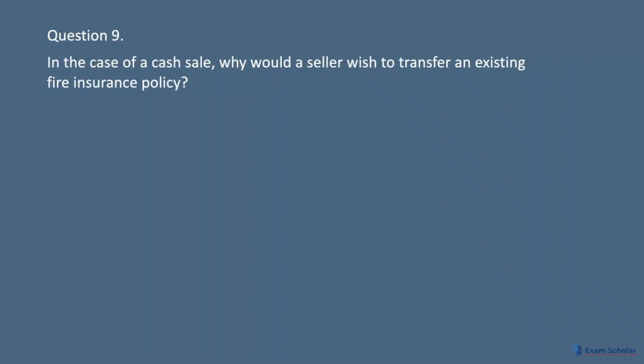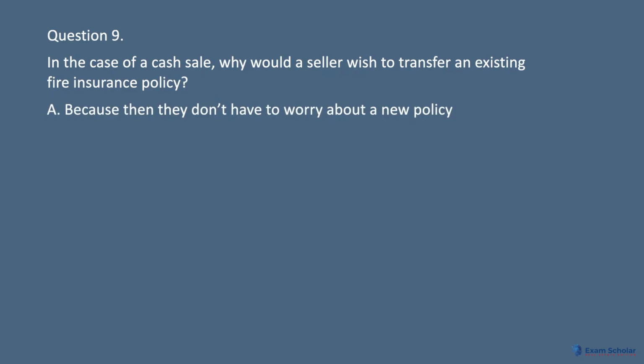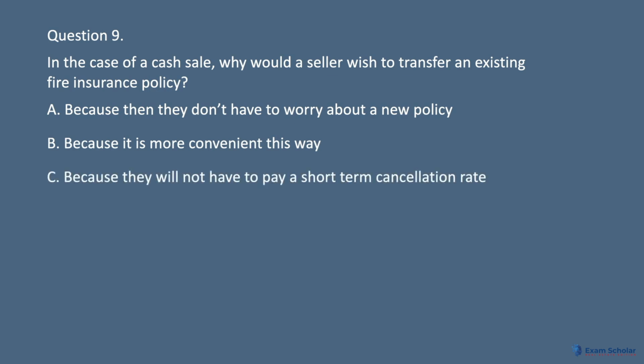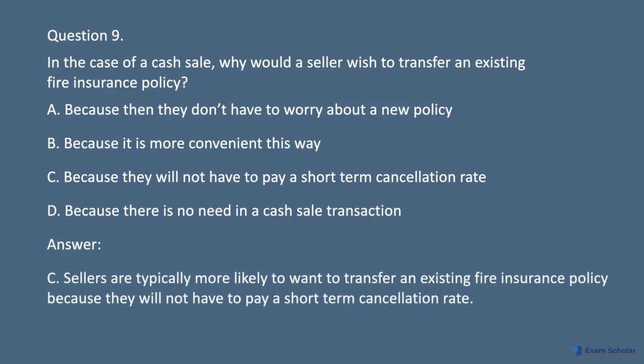Question 9. In the case of a cash sale, why would a seller wish to transfer an existing fire insurance policy? A. Because then they don't have to worry about a new policy. B. Because it is more convenient this way. C. Because they will not have to pay a short-term cancellation rate. D. Because there is no need in a cash sale transaction. Answer C. Sellers are typically more likely to want to transfer an existing fire insurance policy because they will not have to pay a short-term cancellation rate.